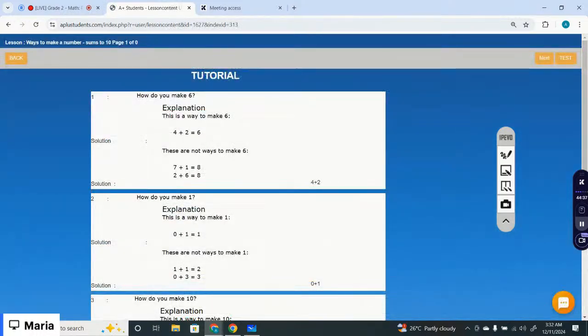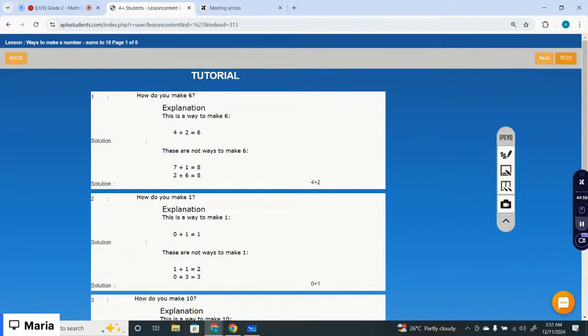How do you make 6? You are given four options. You need to add and see which one makes 6, right? That is 4 plus 2 is 6, 7 plus 1 is 8, and 6 plus 2 is 8, right? You need to find the one that makes 6. So the correct option is 4 plus 2. 4 plus 2 makes 6.